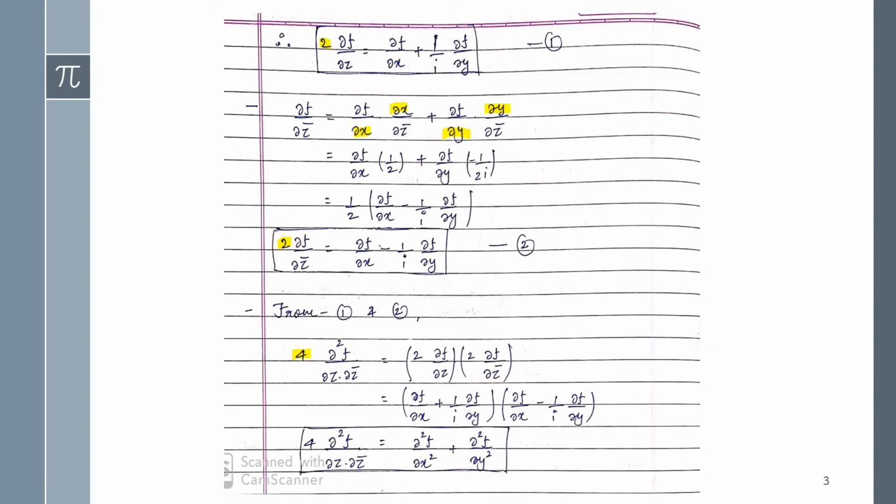Now del f upon del z multiplied by del f upon del z bar. Okay, so multiplying both the terms in the partial differential equation, we can denote it as del square f upon del z into del z bar. Okay, so multiplying both the terms you may get this term. I hope you all understood guys.